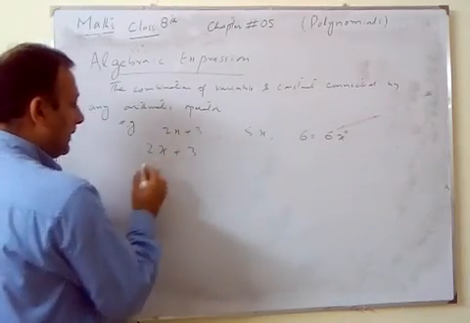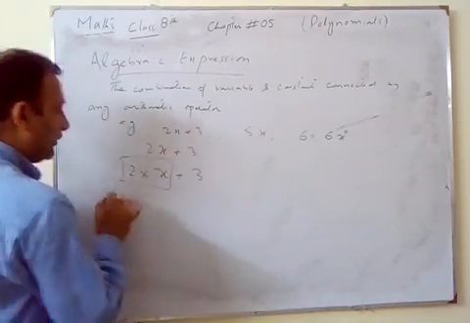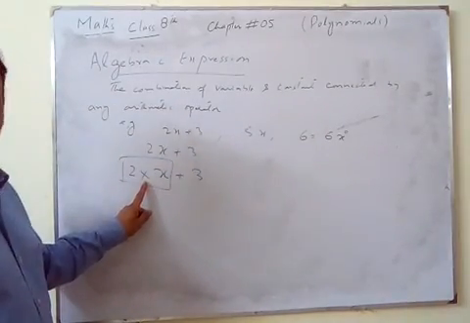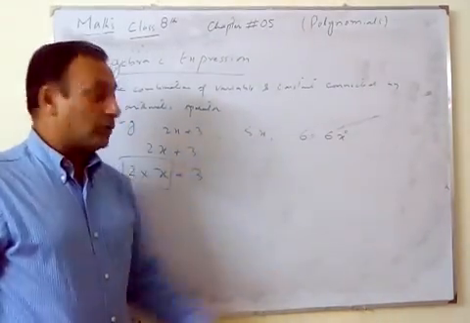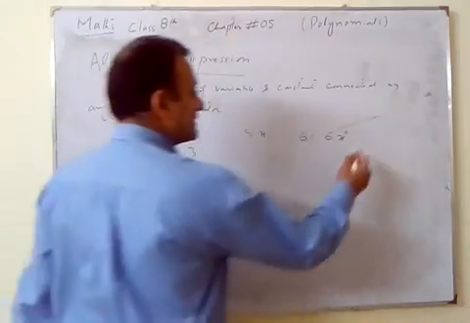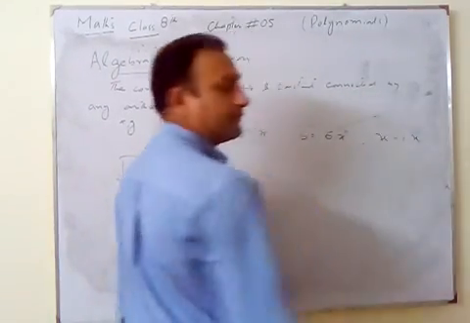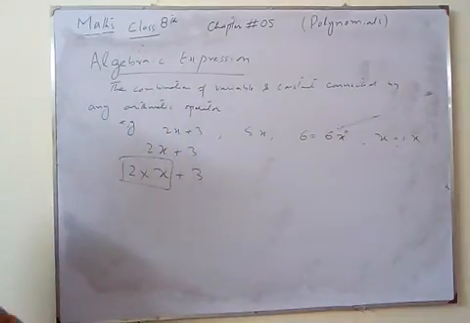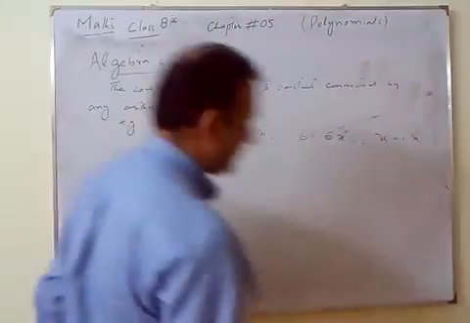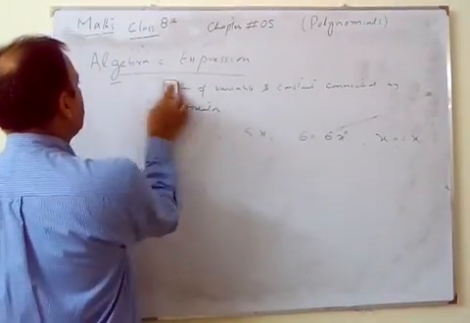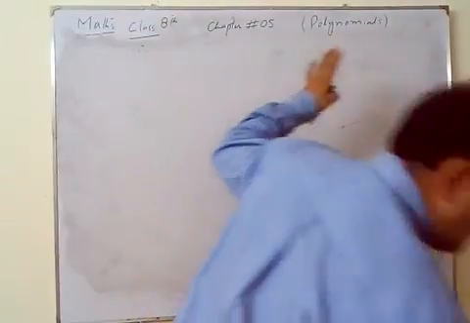2x plus 3, what does it mean? 2 multiplied by x, plus 3. So there is an arithmetic operator here and also here. Likewise, if only x is written, even then, when there is nothing, it means 1x. So all these are examples of algebraic expressions. After algebraic expressions, we come to the main topic, that is polynomial.